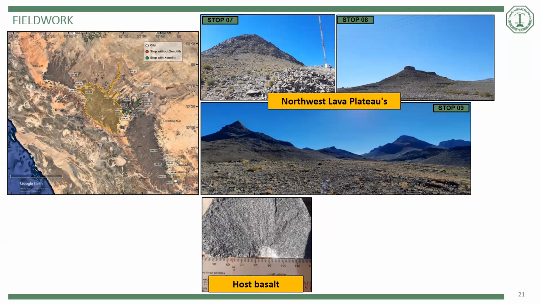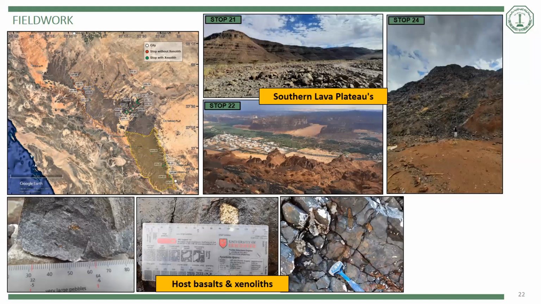And this is the host basalt that we most commonly meet during the collection. And then we will jump to the south, which has the same age, the upper Miocene, where we can observe more clearly the plateau morphology of the lavas, and also similar characteristics of the host basalts, although we found xenolith within the host basalts in the southern area.